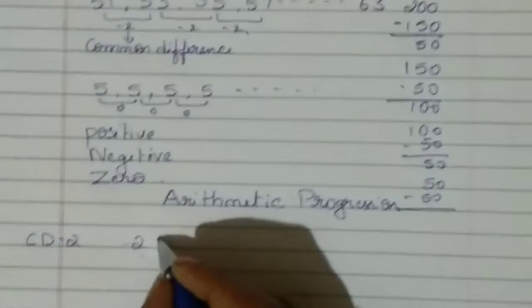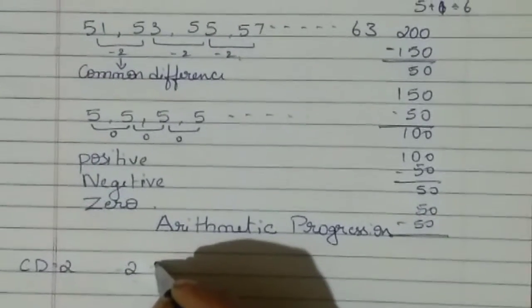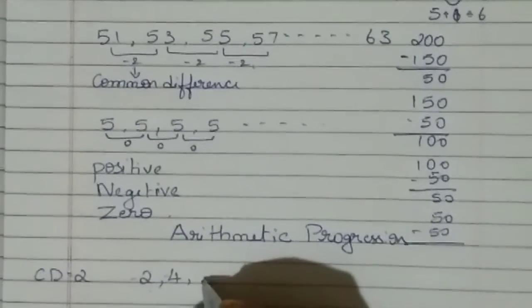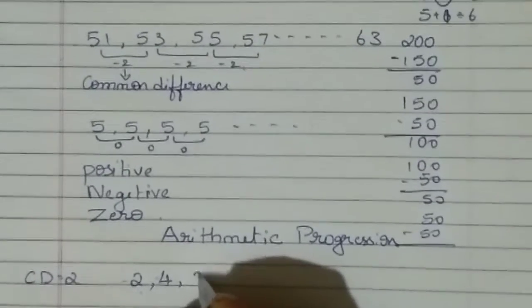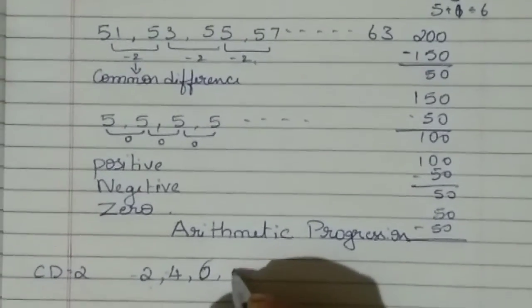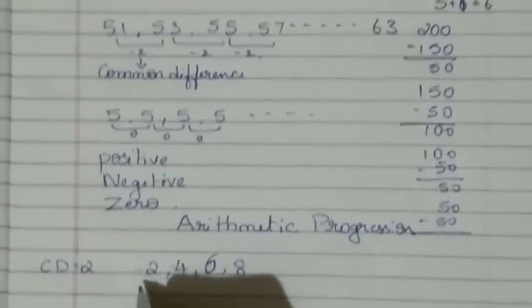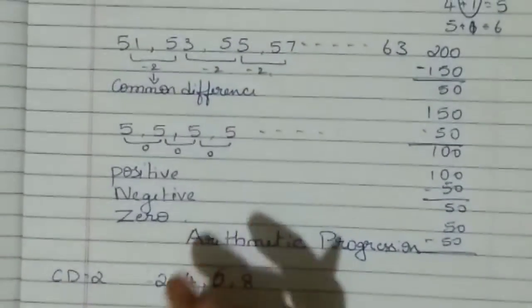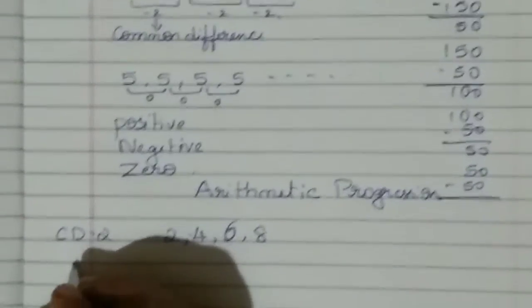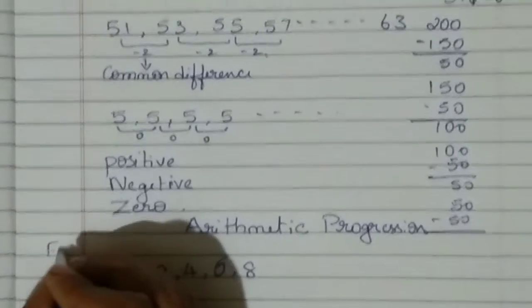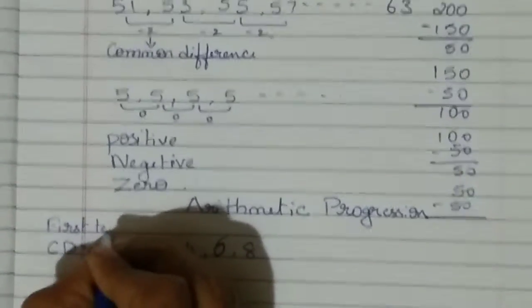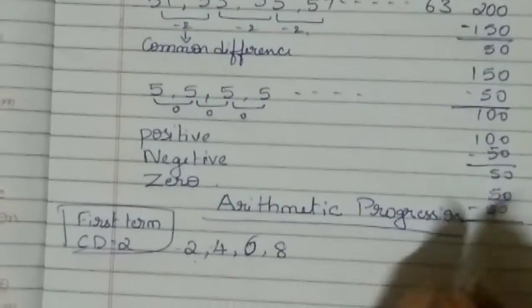Can you write the arithmetic progression here? Yes. Say now, 2 plus 2, 4. Next, 4 plus 2, 6. Next, 6 plus 2, 8. See, you want the first term and common difference. The important thing you want is the first term and common difference. Then only you can form an arithmetic progression.